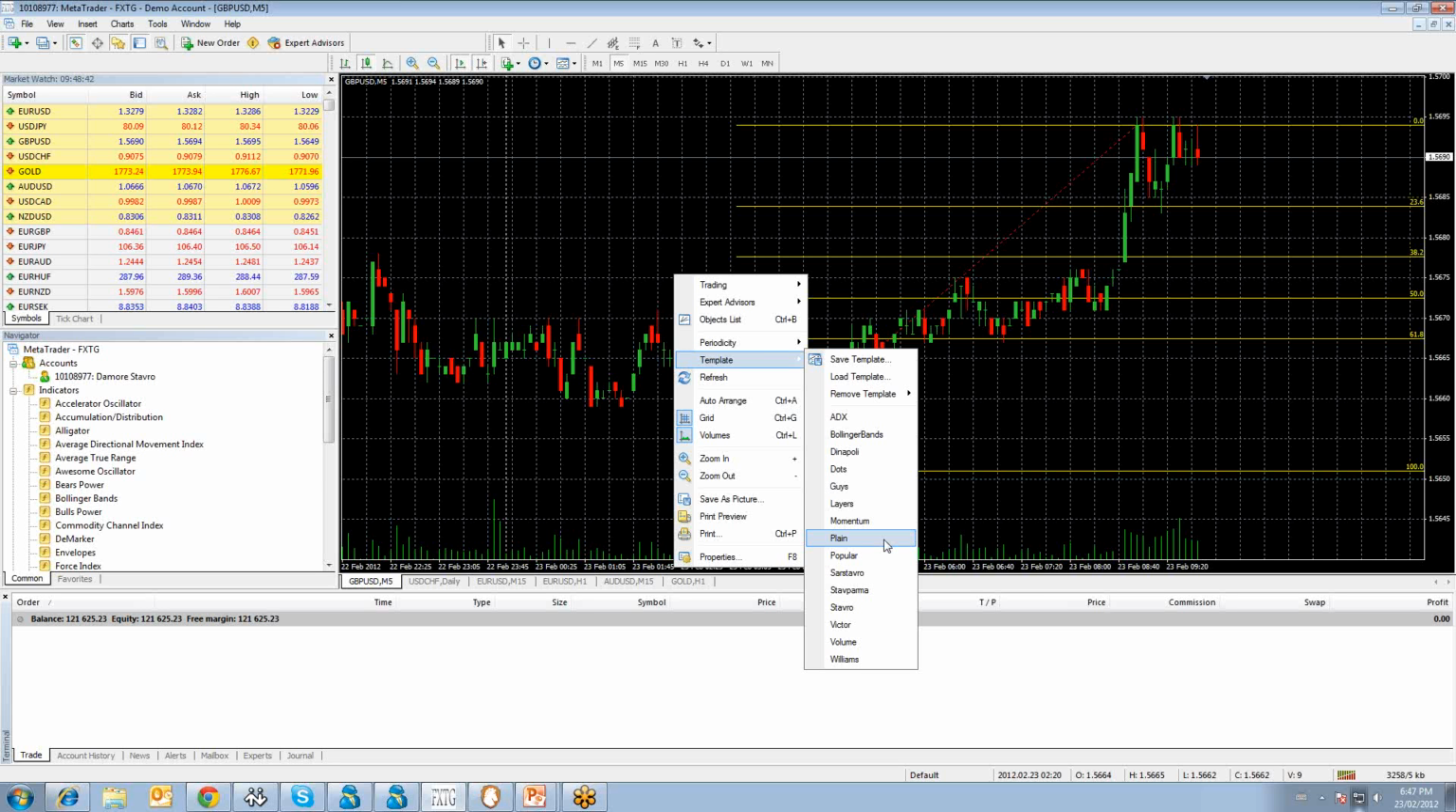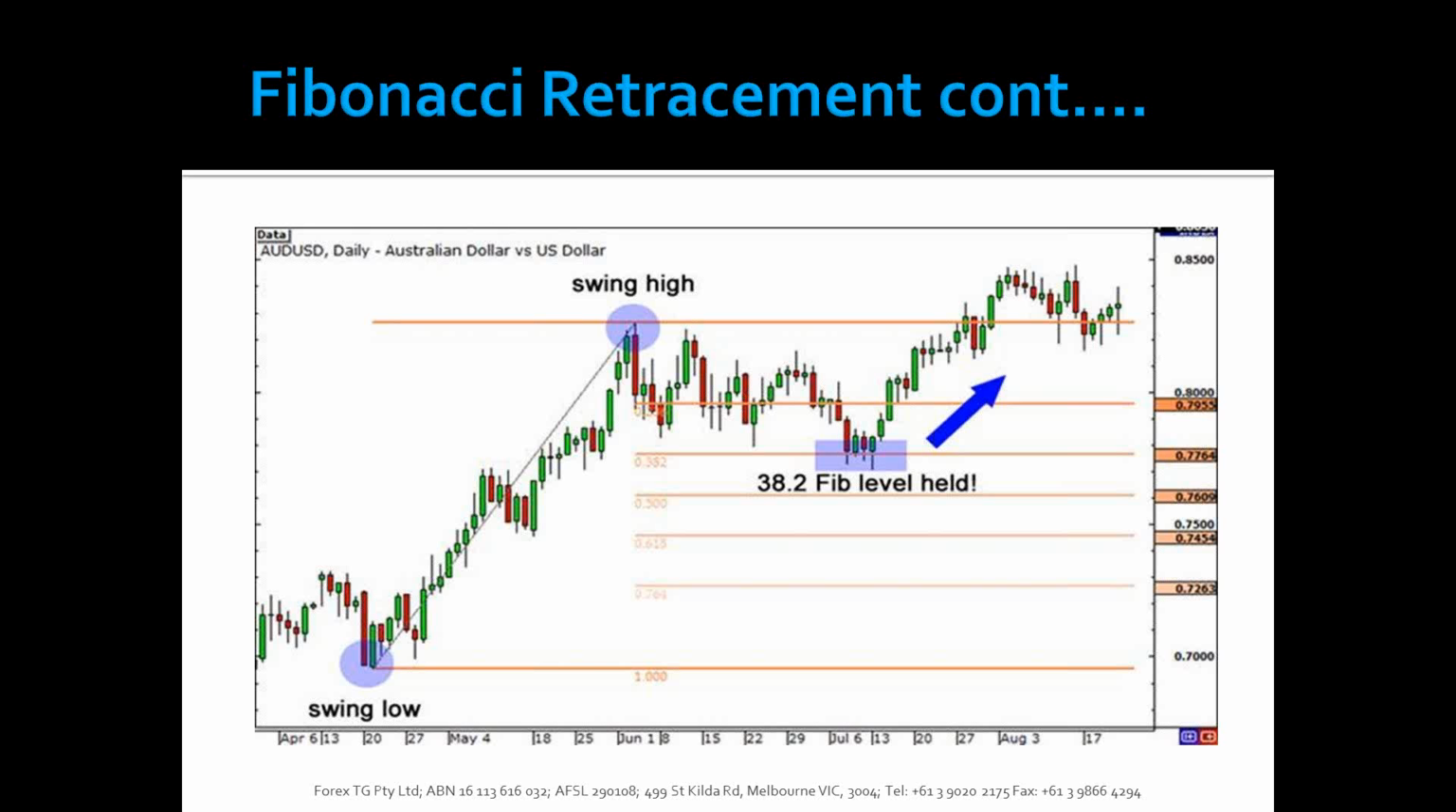So, here we plot the Fibonacci retracement levels by clicking on the swing low and the swing high, and I showed you how to do that. Now, I want to show you guys how it works.